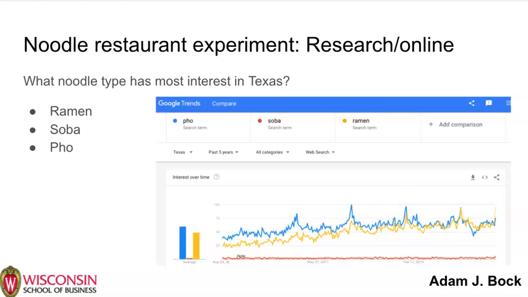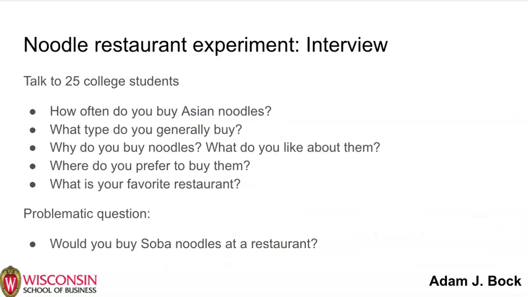So this is just a simple example of how you can do very basic online research. There's many, many other tools and mechanisms you can use in order to get background information about markets, market segments, but Google Trends is a really nice basic way to start. So the second thing we might do is then try to do some interviews. So let's imagine that we have settled on Texas.